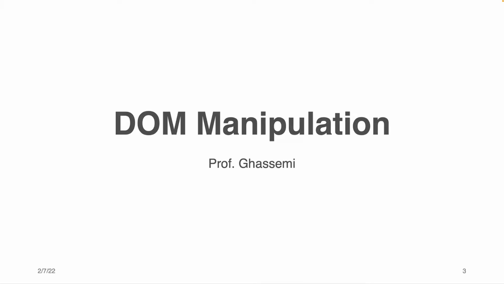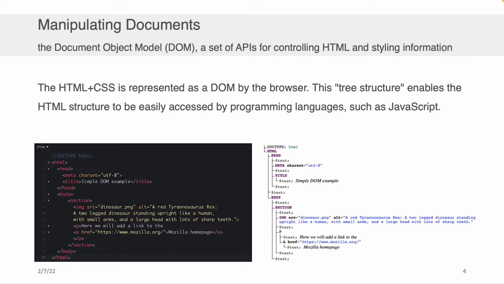The first thing we're going to be speaking about in the lecture today is DOM manipulation. Now, you may recall from the previous lecture that the DOM refers to Document Object Model, and it's a set of APIs that are responsible for HTML and CSS styling.